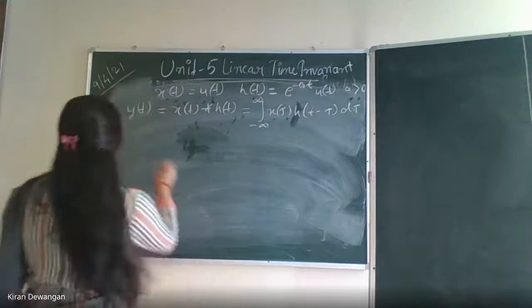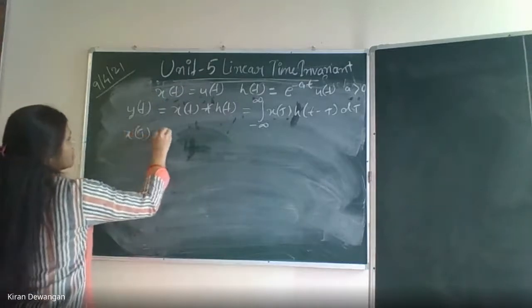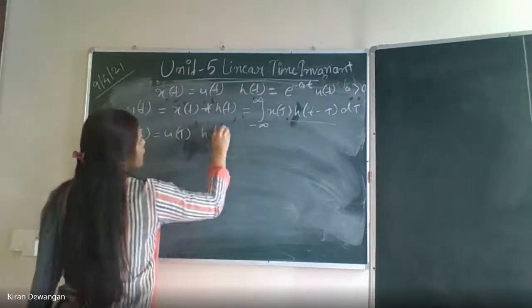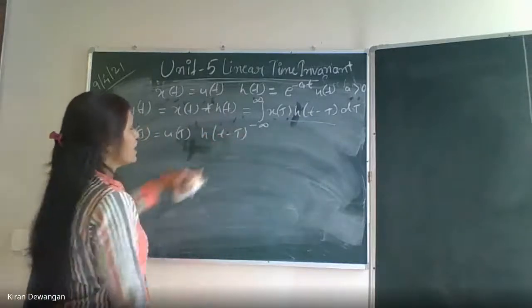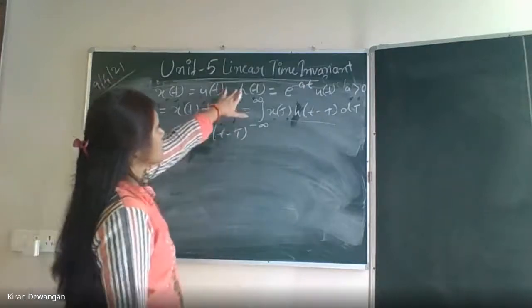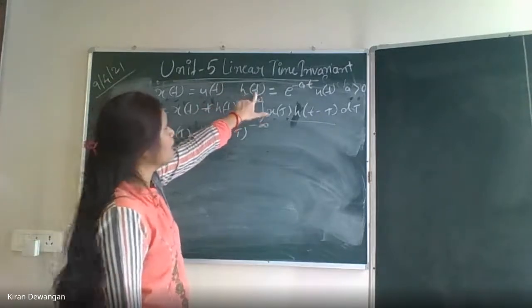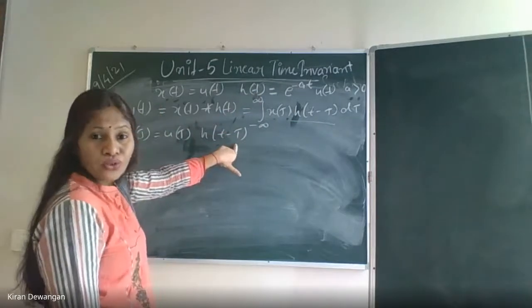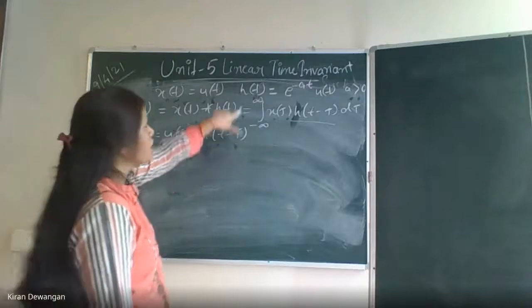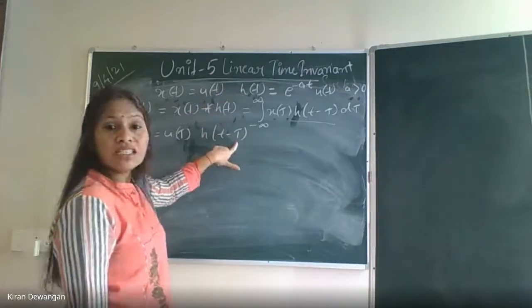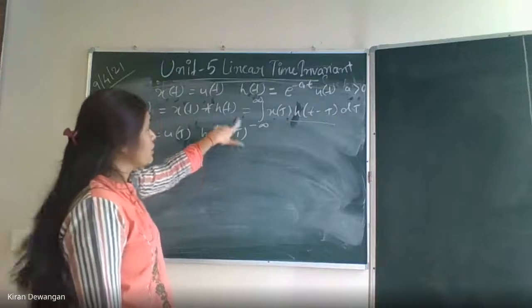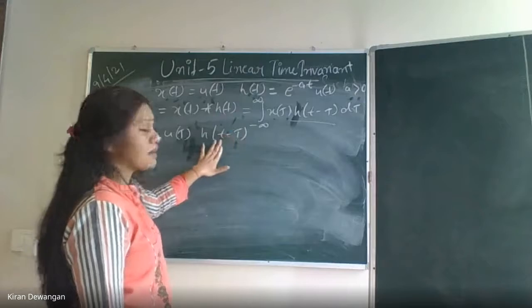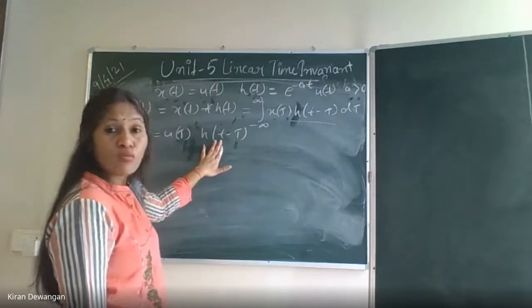So my x of tau here is u of tau and this one is h of t minus tau. Here this is h of t. Actually the variable here is t, but here the variable is tau. So just don't get confused with that. Here the variable is t and here the variable is t minus tau, that is, the variable is tau, and by which factor are we shifting? By the small t factor.